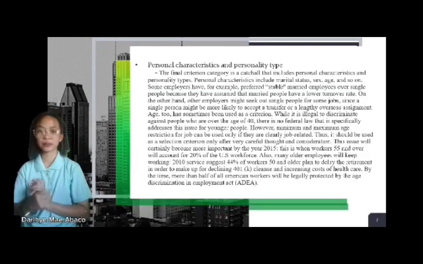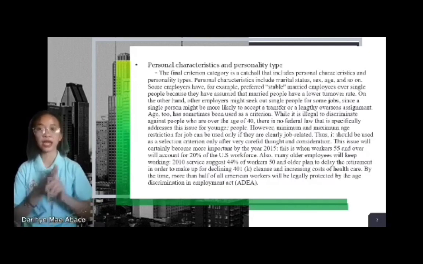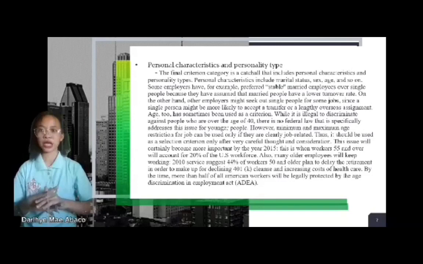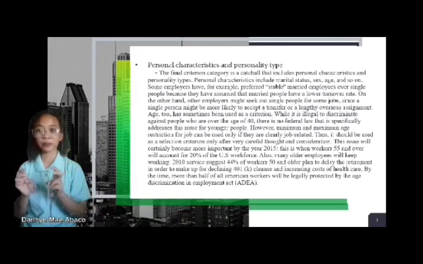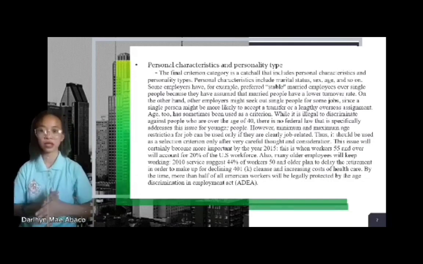Personal characteristics and personality type. The final criterion category is a catch-all that includes personal characteristics and personality type. Personal characteristics include marital status, sex, age, and so on. Some employers have preferred stable married employees over single people because they have assumed that married people have a lower turnover rate. On the other hand, other employers might seek out single people for some jobs, since a single person might be more likely to accept a transfer or lengthy overseas assignment.